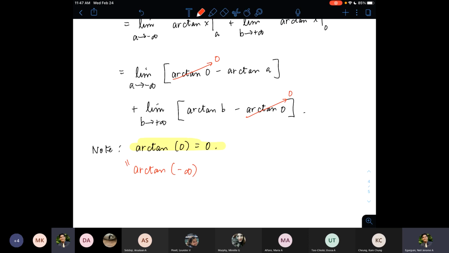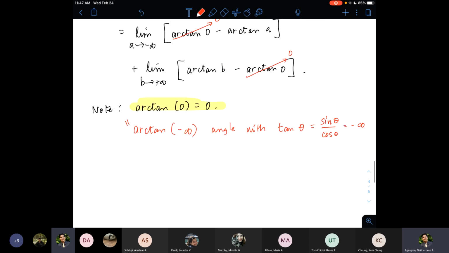What is the angle whose tangent will give us negative infinity? And remember, this is the angle with tangent of that angle. Let's call that the angle theta, where tangent theta equals sine theta over cosine theta. And we want this to be negative infinity, right? So basically, that's a problem. We're looking for the angle theta whose tangent is equal to negative infinity.